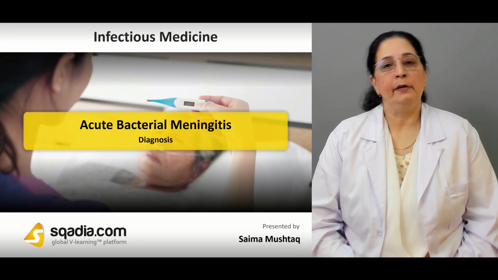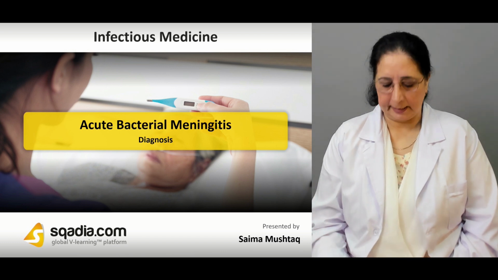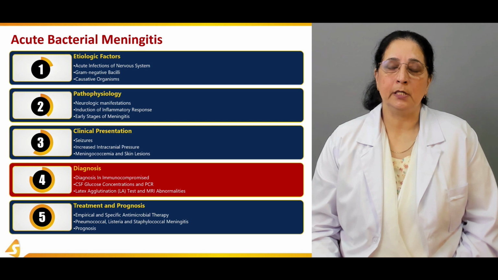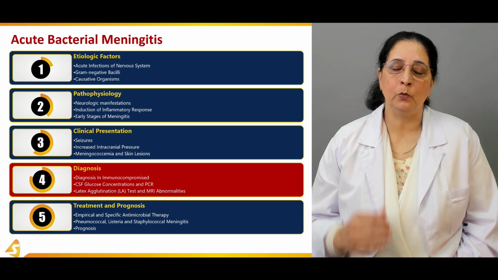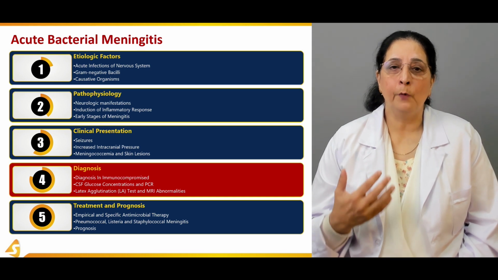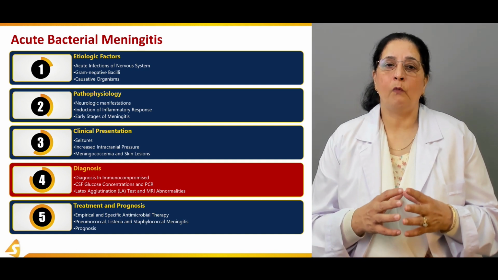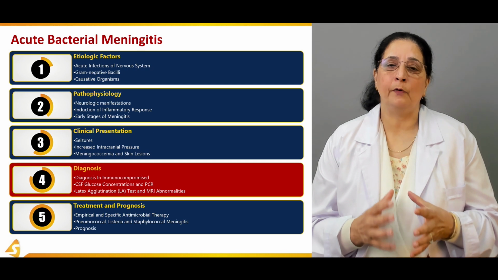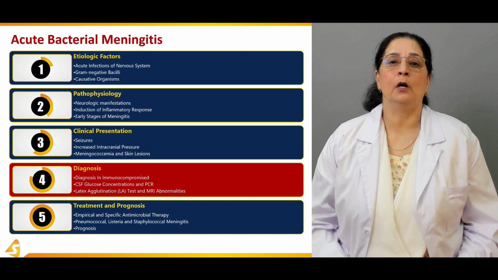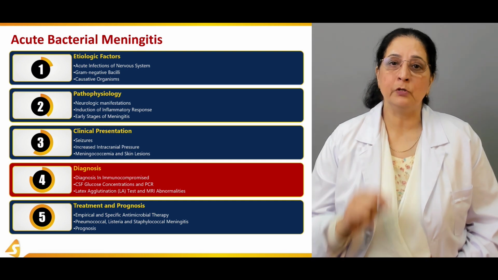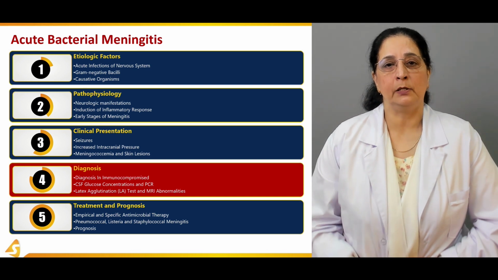In this section now we will discuss the diagnosis of acute bacterial meningitis. And in the diagnosis, we will talk about the diagnosis in immunocompromised patients, who are more prone to infections. Even the less virulent type of microorganism can cause serious infections in patients who are immunocompromised. So diagnosis in immunocompromised patients is very, very important, and we should diagnose early.